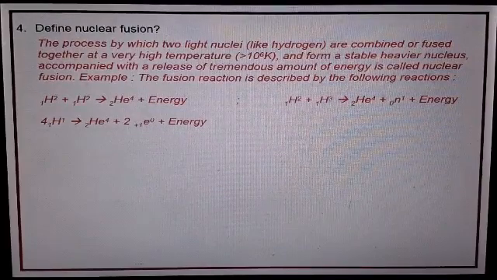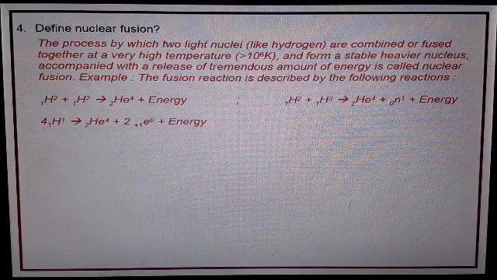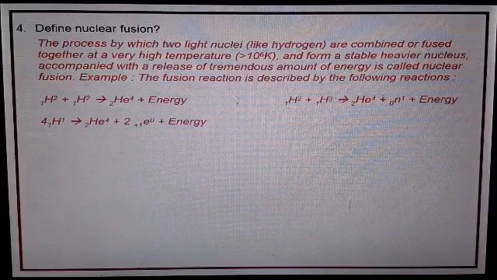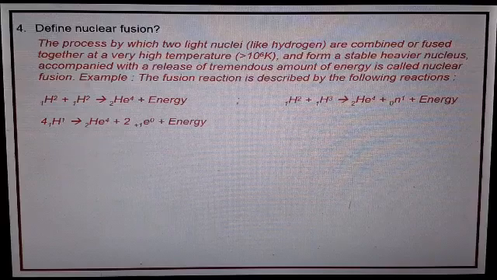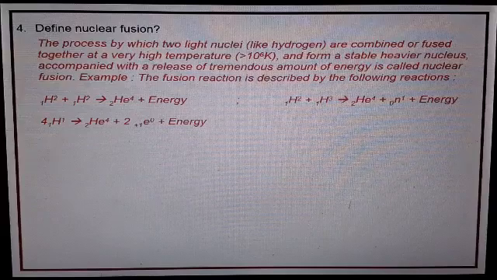Next question they have asked, that is define nuclear fusion. So again, the process by which 2 light nuclei like hydrogen are combined or fused together at a very high temperature, that is about 10 to the power 6 Kelvin, above 10 to the power 6 Kelvin, and form a stable heavier nucleus accompanied with the release of tremendous amount of energy is called nuclear fusion.